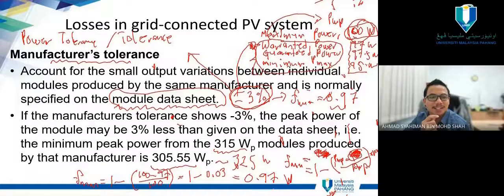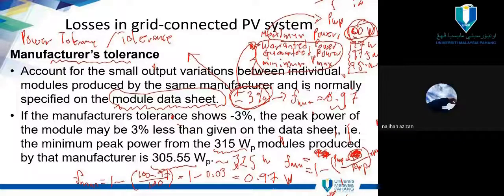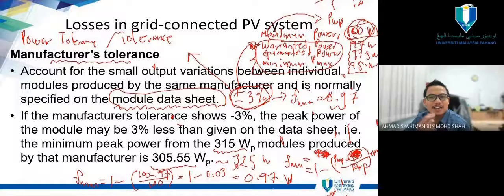Tak pasti, value apa? Tak sure. Ini kalau kita kira dapat 97, kan? Ataupun kalau ada 5%, 95, kan? Tapi kalau tak ada inverter efficiency tadi, kita boleh assume 0.95. Saya ada sebut sebelum ni, kan? Kalau tak ada inverter efficiency, mula-mula kita kira tu kita boleh terus letak 95%.